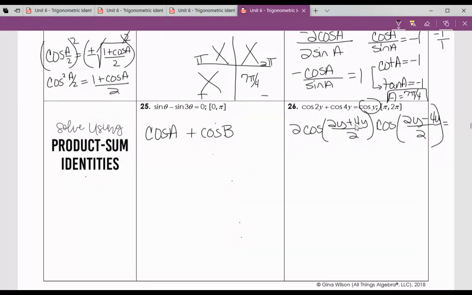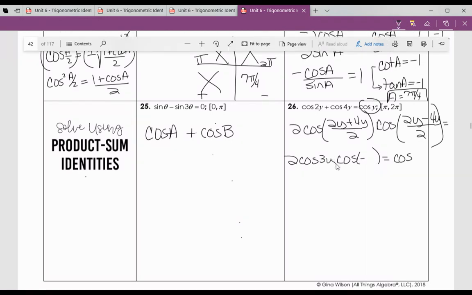So 2 plus 4 is 6. 6 divided by 2 is 3. So that's cosine of 3y. 2 minus 4 is negative 2. Negative 2 divided by 2 is negative y. So we're going to have to do even or odd. I switched my variable again. These should all be y's. I apologize. And that is all equal to cosine y.